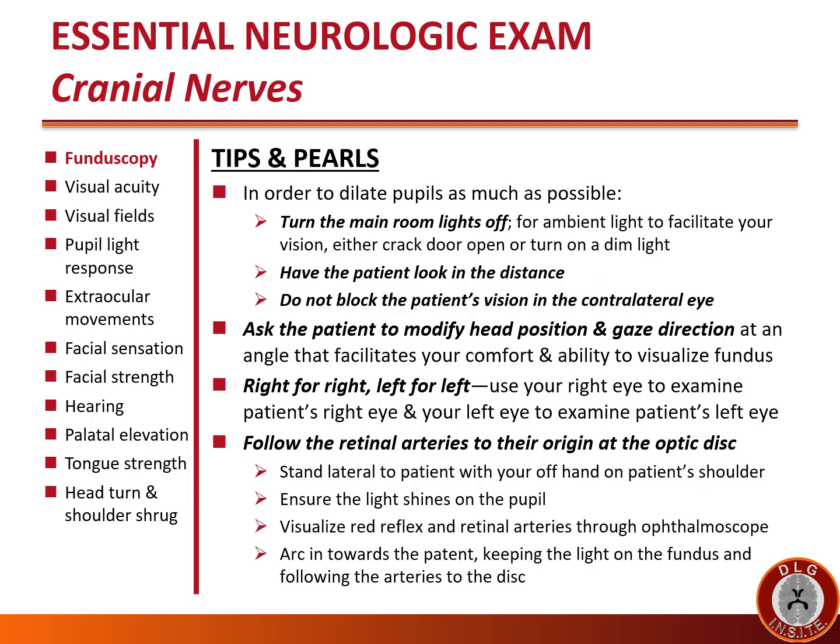Tips and pearls for cranial nerves fundoscopy. In order to dilate pupils as much as possible, always turn the main room lights off. For ambient light to facilitate your vision, either crack the door open or turn on a dim light. Have the patient look in the distance and do not block the patient's vision in the contralateral eye. Ask the patient to modify head position and gaze direction at an angle that facilitates your comfort and ability to visualize the fundus. Right for right, left for left.